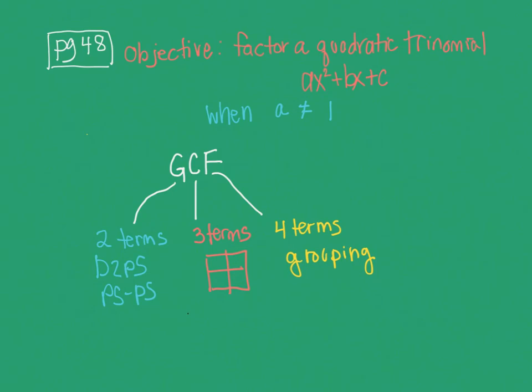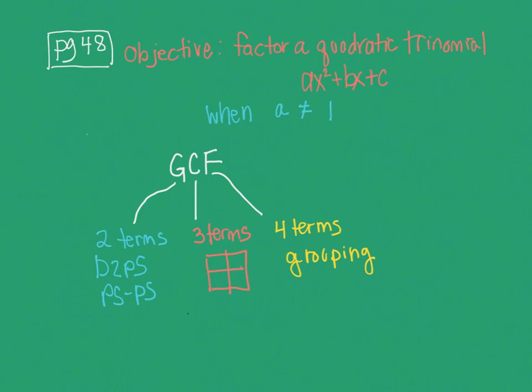All right, in this video we are working on page 48 in your notebook, and our objective is going to be to factor a quadratic trinomial. Just as a real quick review, a quadratic trinomial means that our highest degree is to the second power and that we have 1, 2, 3 terms. Now, we have been working on this, but in our previous problems, our a, or what we call our leading coefficient, equaled 1. Today we're going to focus on when that leading coefficient does not equal 1.